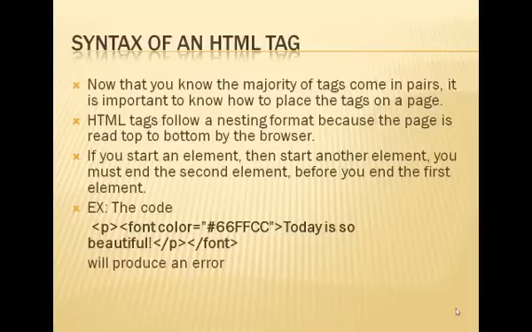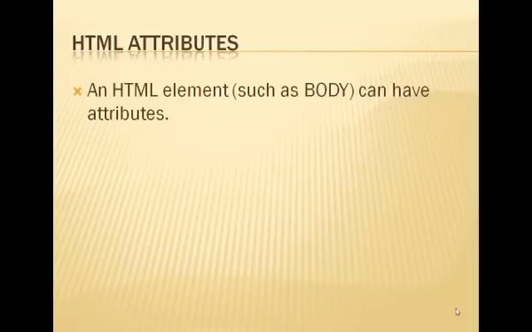if we do this, it's going to produce an error. So if you actually put that into an HTML document, it would produce an error. Why? Because we didn't end the second element. The second element was actually the font color. So we went left to right. We had the P tag, which was a paragraph tag, and then the font tag. But we should have ended the font tag before the paragraph tag.